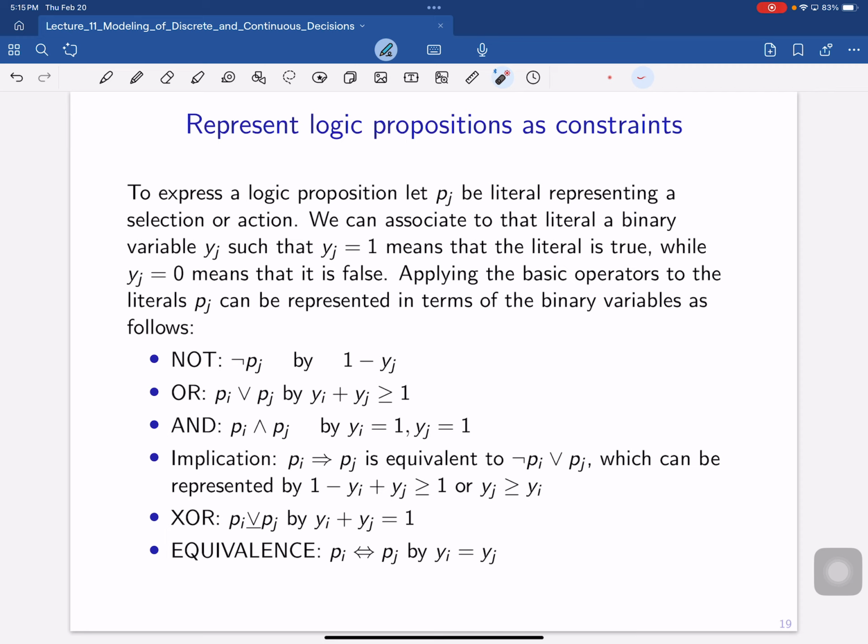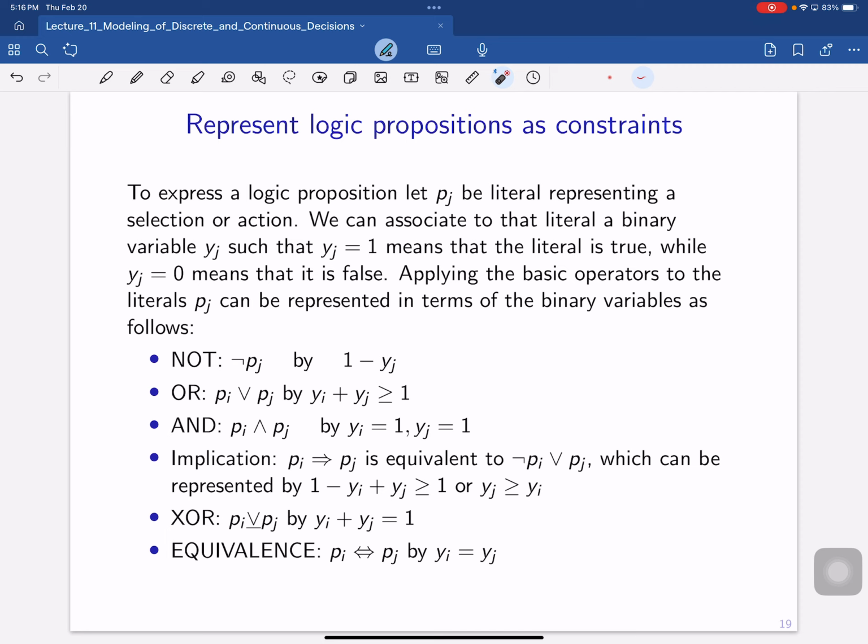Implication, right? We've already said the implication is equivalent to the negation of Pi or Pj, right? So here you have a negation and an OR. You can combine what we've already covered in NOT and OR to represent this condition. That means at least either 1 minus yi or yj is true, so the summation of 1 minus yi plus yj must be greater than or equal to 1.